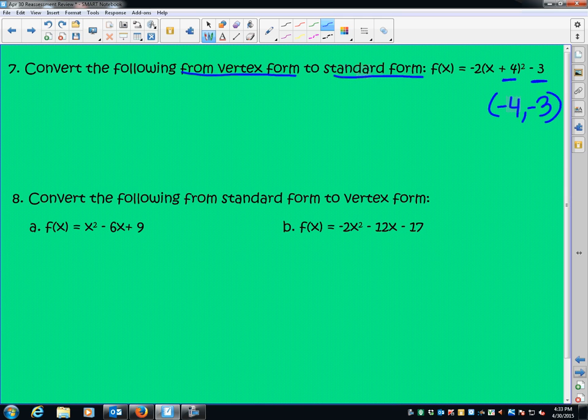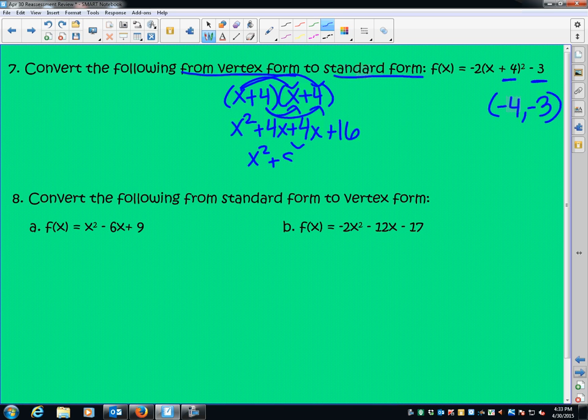The first thing I'm going to do is FOIL x plus 4 squared. So I get x squared plus 4x plus 4x plus 16 from doing my FOIL, first, outer, inner, last. Then I combine these two together. All right, step 1 is complete, FOIL. Step 2 is to distribute the -2 to all of this. And then step 3 is to subtract the 3.